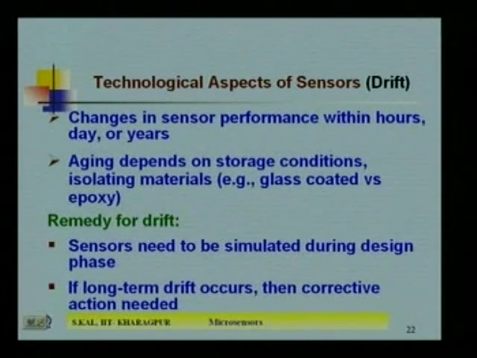That means that sensor has got drift, its property has changed. Also the aging, that means it depends on aging. So, this aging depends on what? Why after aging, after a long time, the performance is changed? It depends on various parameters. One is the storage condition and another is isolating material.